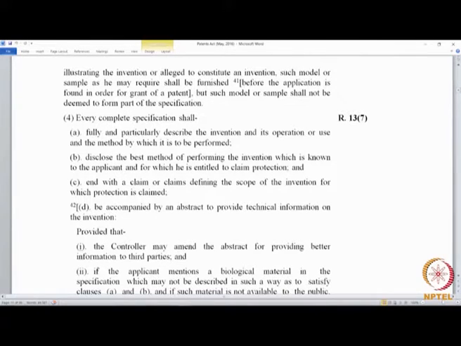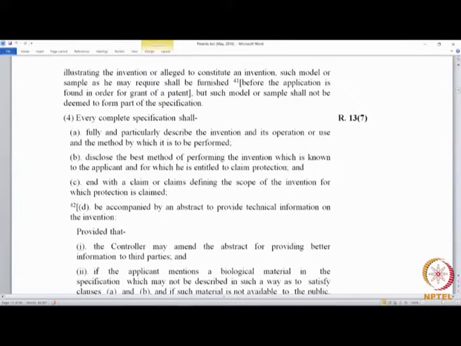So, the claims should ideally come at the end of the complete specification and they should define the scope of the invention for which protection is claimed. So, this provision tells us that it is the claims that are enforced and it is the claims that are protected. So, when a patentee files an infringement suit after the grant of a patent, it is the claims that he is going to enforce against the infringer.